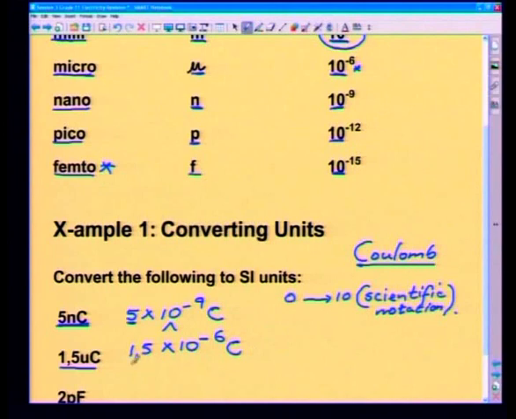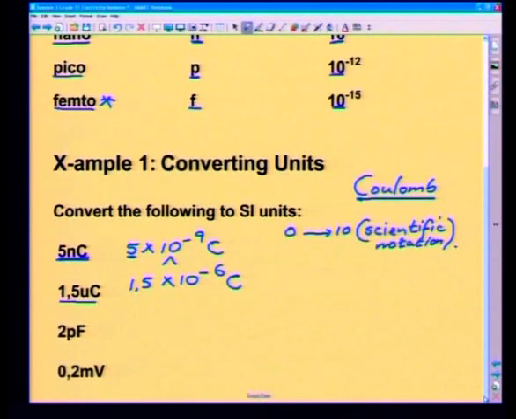Now, in the same way, that's enough in converting these units. Now, let's come to something else. This is now farads: 2 picofarads. Now, pico is 10 to the power minus 12. So, to convert it to the SI unit, which will be farads, it will be 2 times 10 to the power minus 12 farads.